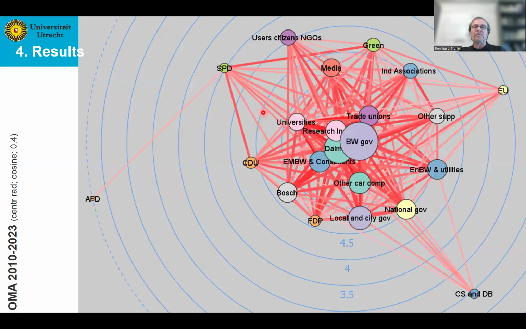Perhaps additionally, it's interesting to look at the one-mode actor networks, that are a complement to the one-mode concept networks. They're built on the same database, but focus on how related the statements and activities of actors are. The remarkable thing here, for the coverage of the whole time period, but the picture doesn't change much over time, is that you see a very strong co-positioning of the Baden-Württemberg state government, Daimler as the major car company, some consultancies, trade unions, universities. So you have a very tight core of diverse actors.